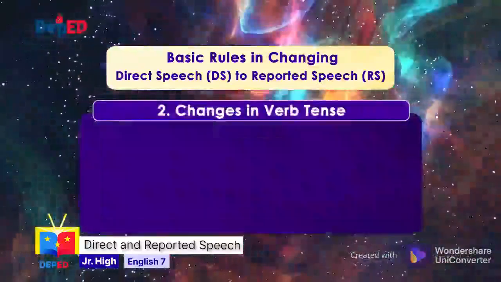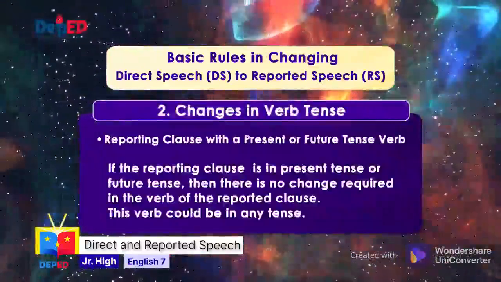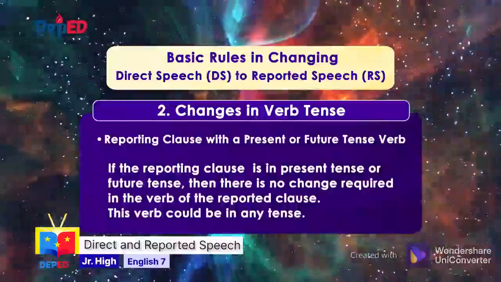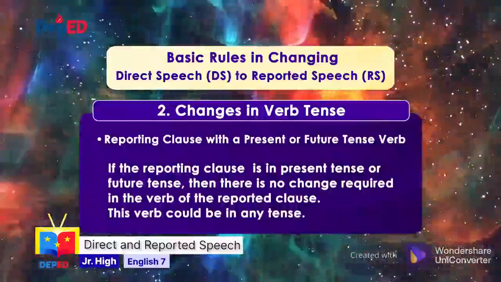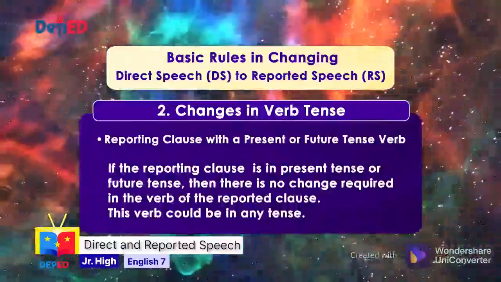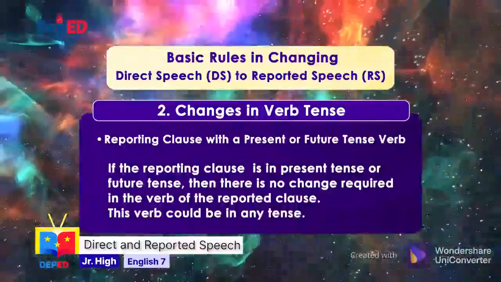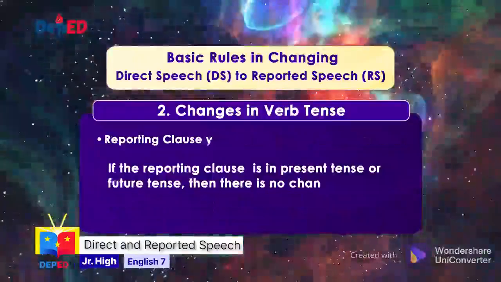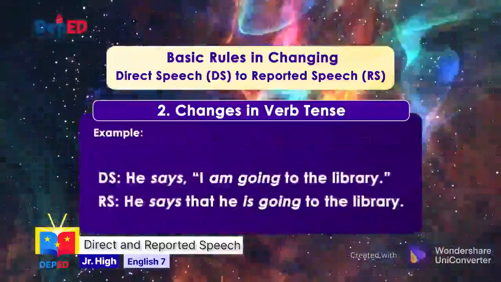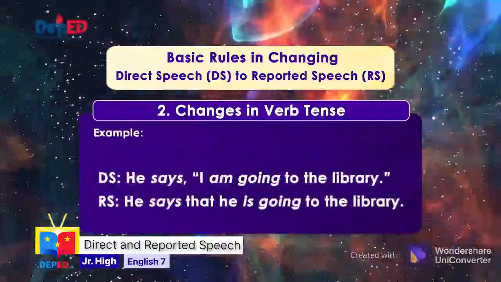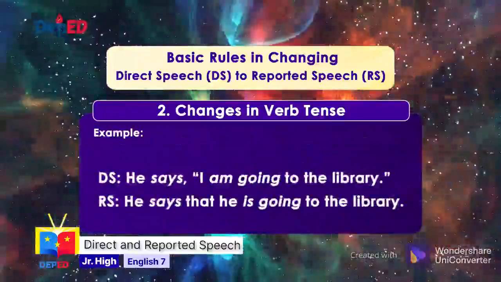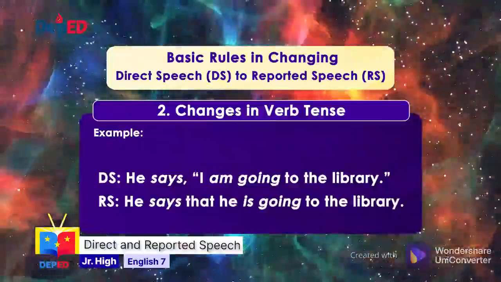Changes in verb tense. If the reporting clause is in present tense or future tense, then there is no change required in the verb of the reported clause. This verb could be in any tense. Example: DS. He says, "I am going to the library." RS. He says that he is going to the library.